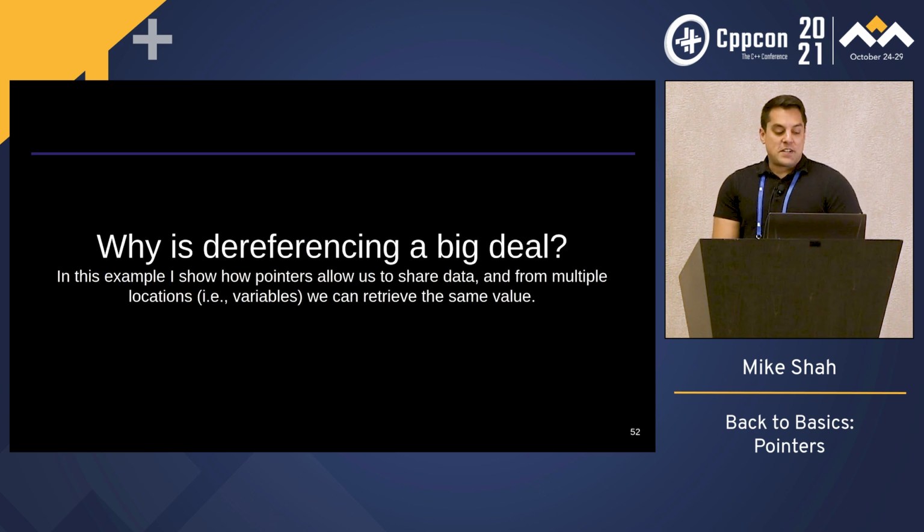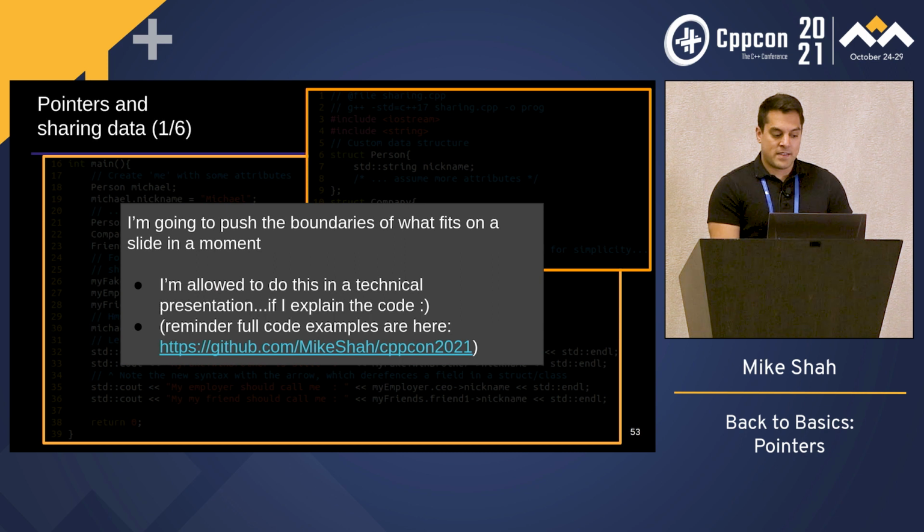Okay, so why is this a big deal, though, that I can dereference things or have pointers to other pieces of memory? Well, in this example, what I'm really showing is how I can share data from multiple locations where we can retrieve the same value. So, I'll push the boundaries here of what I can show on a slide for a moment, but again, I'm allowed to do that if I walk you through it slowly.